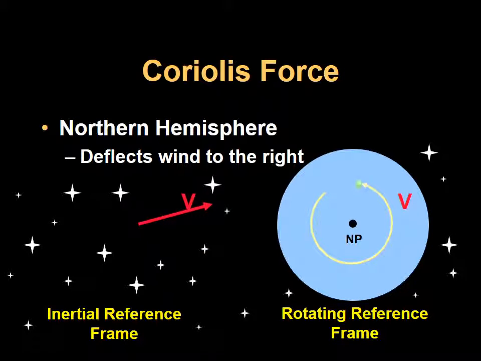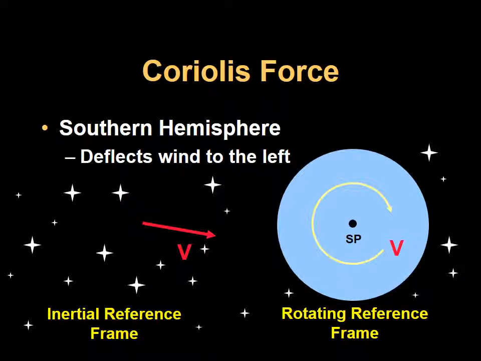So, in the northern hemisphere, when an object is traveling through the Earth's atmosphere, it appears that it is deflected to the right as a result of Coriolis force. And in the southern hemisphere, an object that's traveling through the Earth's atmosphere appears as if it's deflected to the left because of the Earth's rotation.